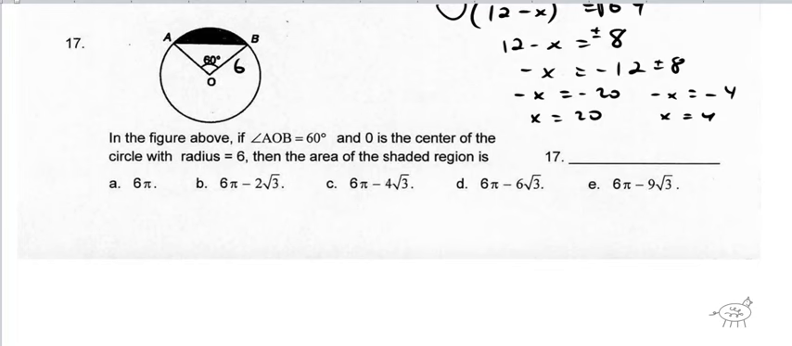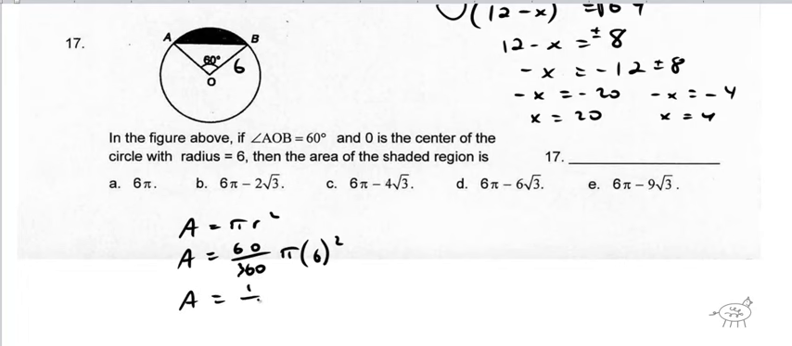We know area is pi r squared, but it's 60 over 360, that's the part of it, times pi times 6 squared. So 6 over 360 is 1/6 times pi times 36, which is 6 pi. That's the area of that sector. And I need to subtract the area of the triangle.